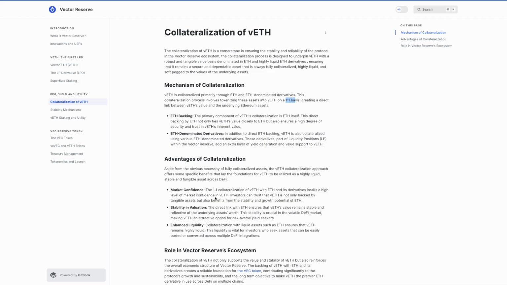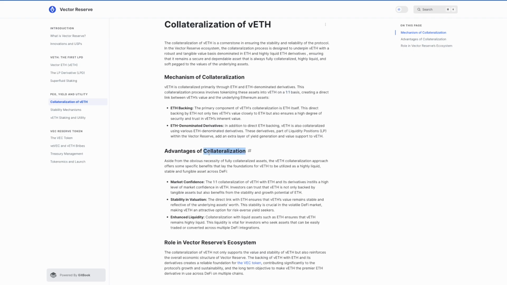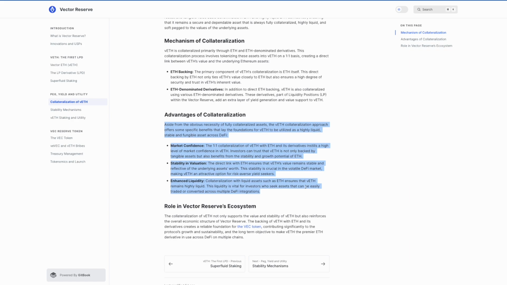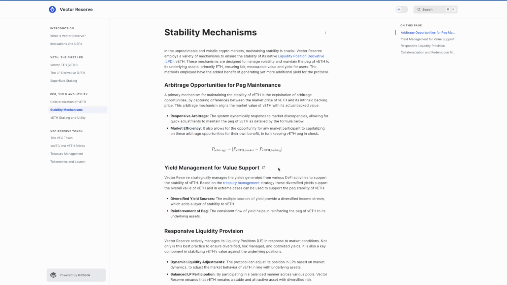Okay. Now they talk about collateralization using this one-to-one instead of just some other token. It gives market confidence. There's a lot of words in here, but it doesn't really help me to feel confident, in my opinion. Like this is well written. If you take the time to pause it and read it, you'll understand what I mean. Stability mechanism. This is what I'm talking about. This is the most important thing.